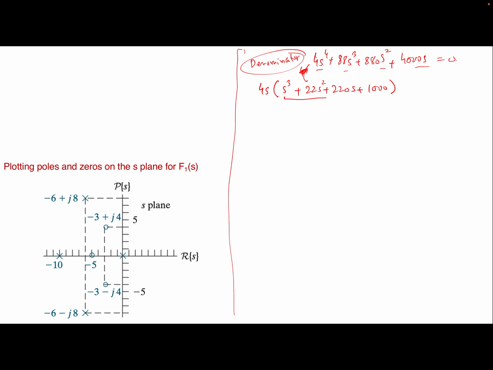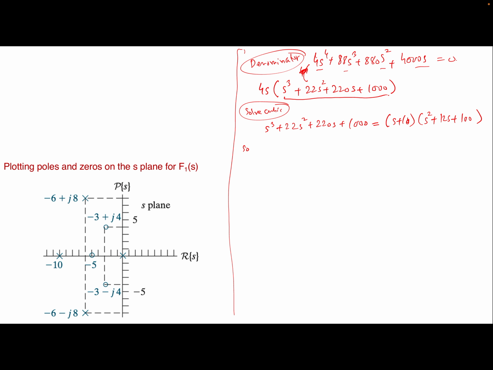Okay, now let's find the roots of the cubic. Solve the cubic equation. So my cubic equation again is s cubed plus 22s squared plus 220s plus 1000 equals 0. Once I solve it, I'm going to get one factor as s plus 10 and one quadratic equation, s squared plus 12s plus 100.